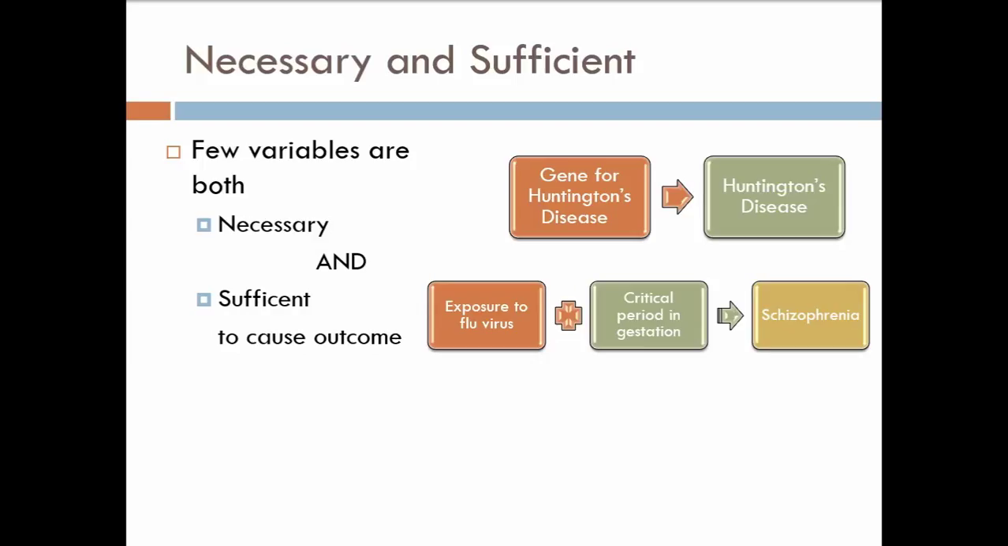If mom is exposed to the flu virus during a critical period in gestation, when she's carrying the baby, there's a higher probability that that baby will grow up to have schizophrenia than if mom had not been exposed to the flu virus. But the flu virus is not necessary for a person to develop schizophrenia, because there are people who have schizophrenia whose moms never had the flu during gestation.